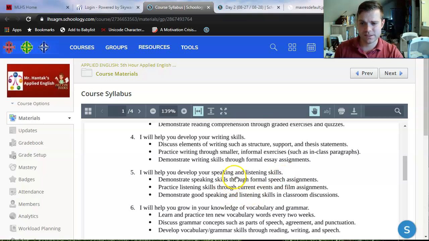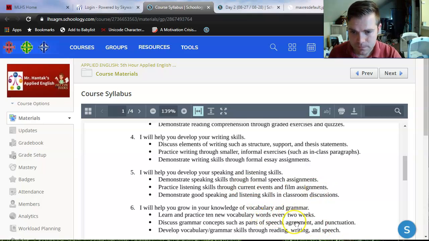Same thing with speaking and listening. There's a split between larger formal speech assignments, especially in semester 2. Hopefully we are back face-to-face 5 days a week because speech assignments are much easier to do in class. But we'll also work on smaller speaking and listening skills in classroom discussions. Discussions are probably my favorite activity in class.